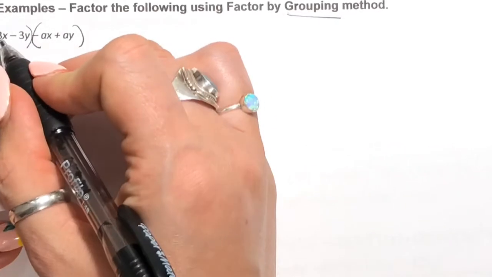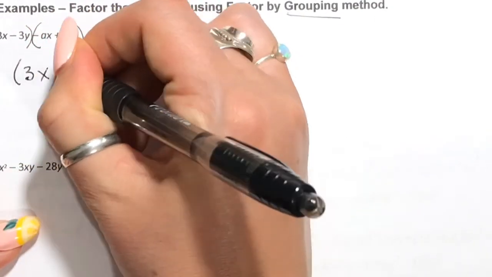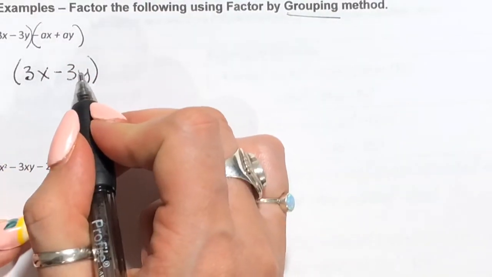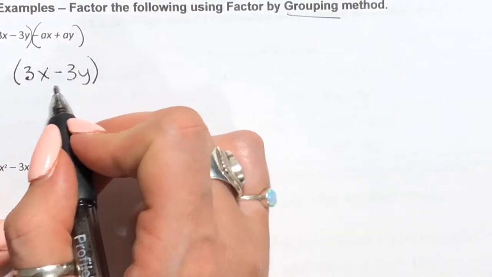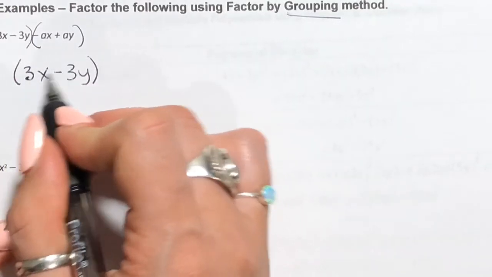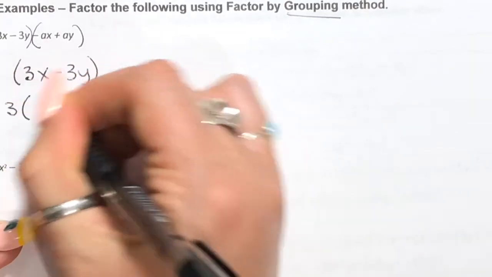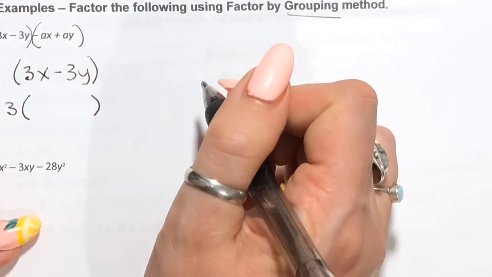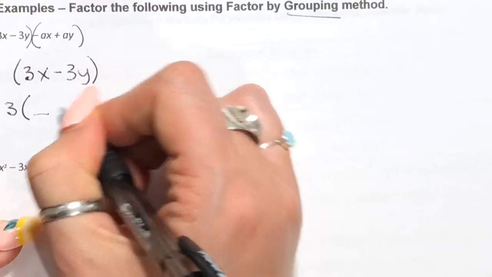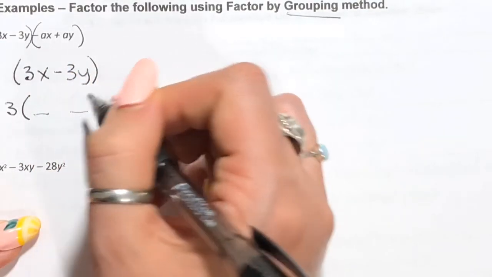But once you have these groups, you're just going to look at each one individually. So I'm going to take the 3x minus 3y, and we're going to find the greatest common factor for it, which we just practiced doing. So for 3x and 3y, the only thing they have in common is a 3. So that 3 is my greatest common factor that's going to go out front. And then the inside, since I started with 2 terms, again, I need to end with 2 terms.